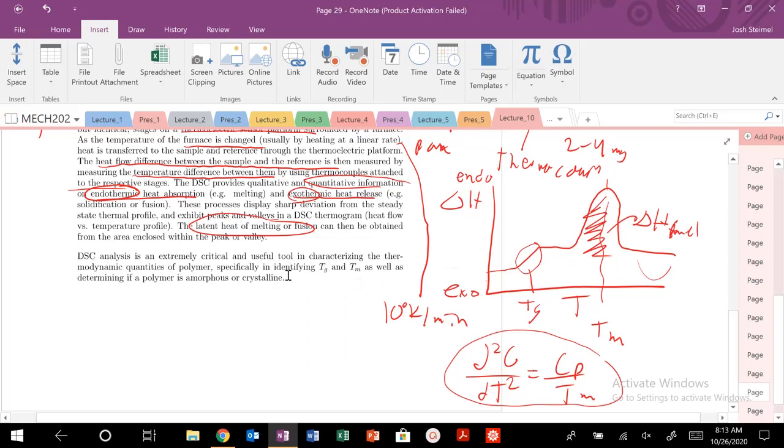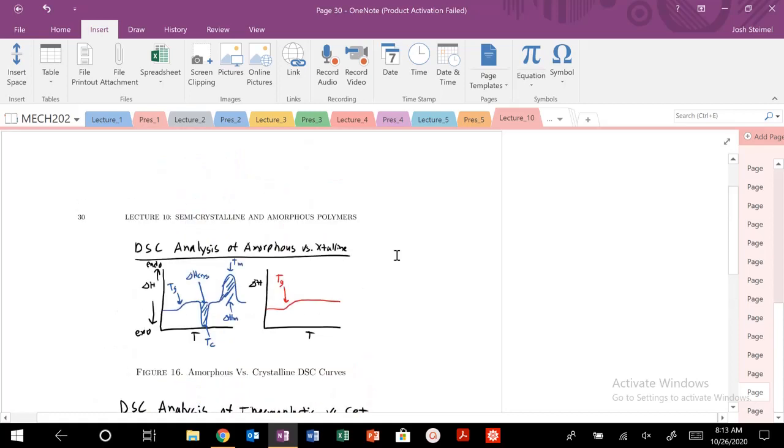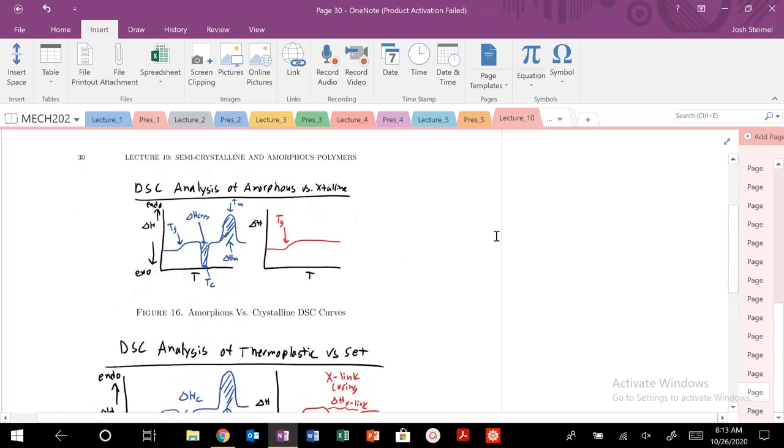So this is going to really tell us a lot in terms of if a polymer is amorphous, crystalline, and other different properties. So let's go ahead and look. These are two different curves that can occur for amorphous and crystalline polymers. So which one's amorphous, which one's crystalline? This is amorphous. Why is this amorphous? Because we only see a Tg.